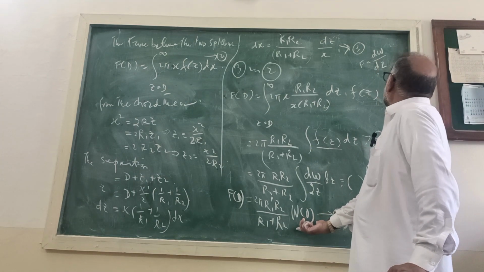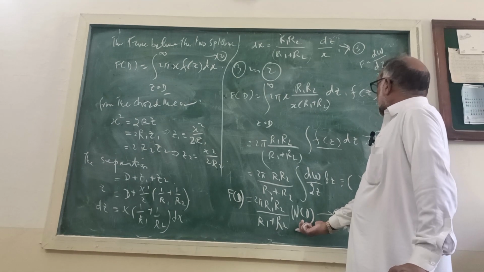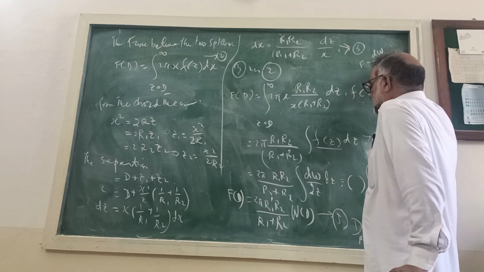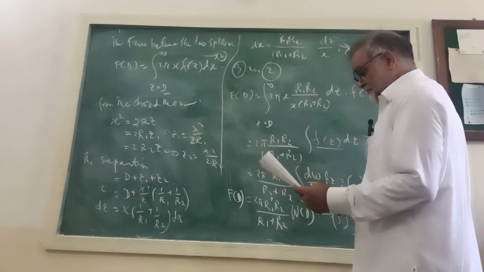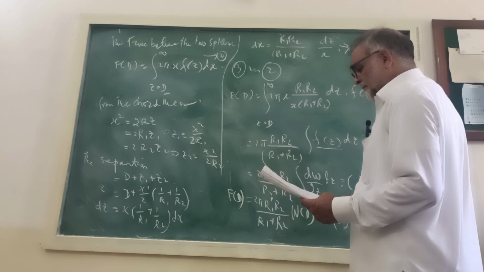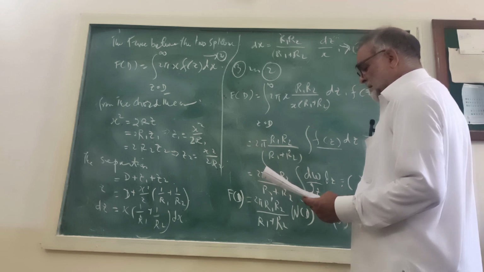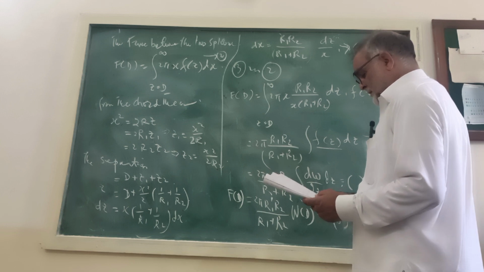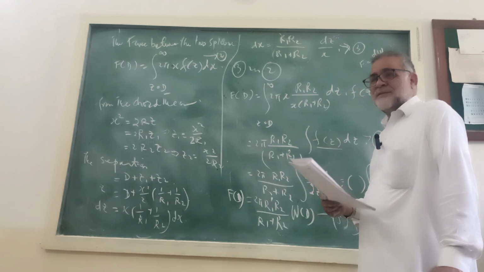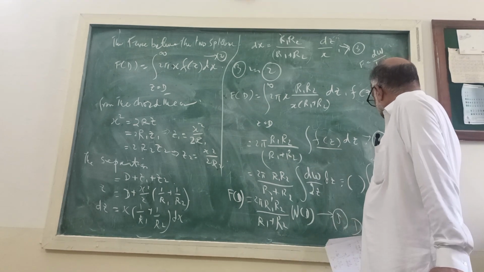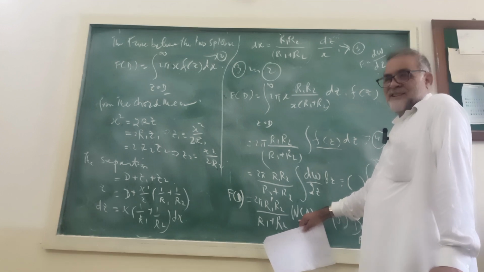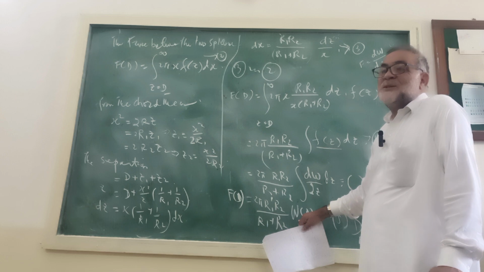The dimension of dW is energy, force into distance. Interaction energy between two planes. Interaction energy per unit area.